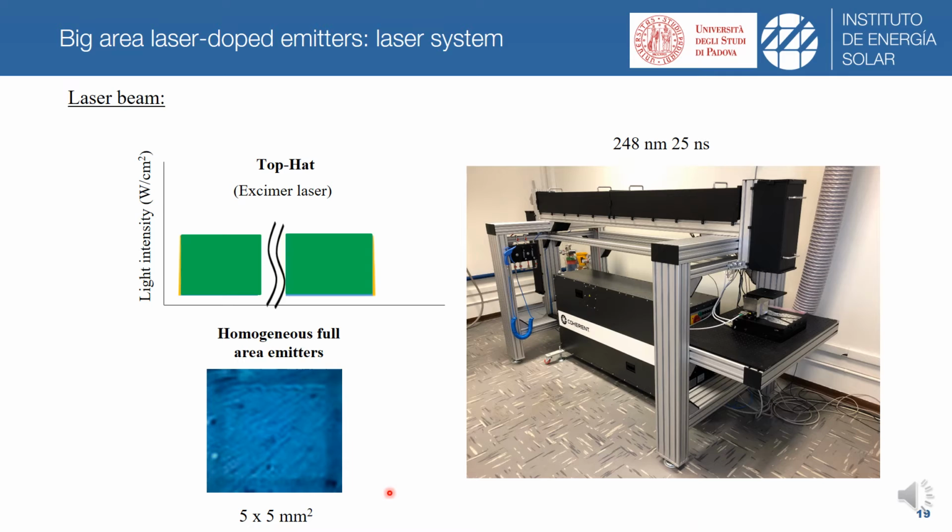So let's focus first on excimer laser irradiation in big area. This is the laser system that I have mainly used, which is an excimer laser, whose gain medium is a mixture of a halogen and a noble gas, in this case krypton fluoride, which emits in the ultraviolet range, specifically at 248 nanometers with a pulse width of 25 nanoseconds.